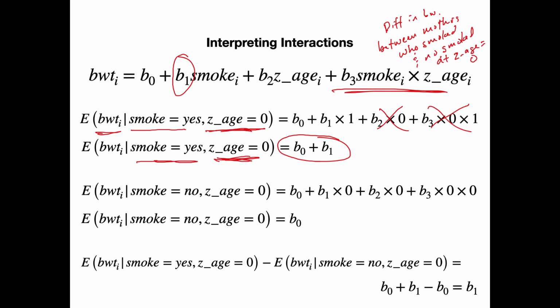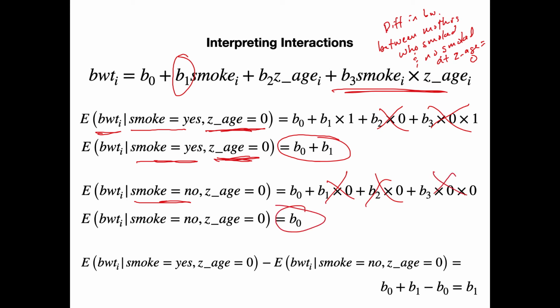Remember, my interpretation up here is the difference in birth weight between mothers who smoked and no smoke. So now we're going to do the no smoke version. We put in 0 for smoke, 0 for age, and then 0 for both of them. Now we can simplify by getting rid of all three of these, and we're left with the intercept.